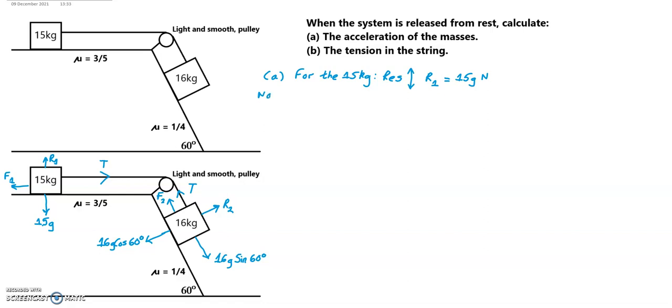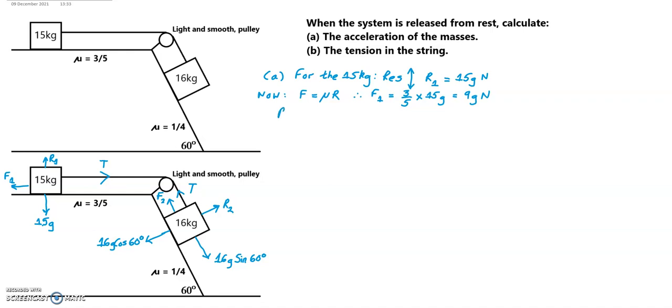Now, the equation to use to find the frictional force is F, the frictional force, equals mu, the coefficient of friction, times the normal reaction. So therefore F1 will equal the coefficient of the rough horizontal surface, which is 3/5, times the normal reaction, R1, 15g, and that gives 9g newtons.